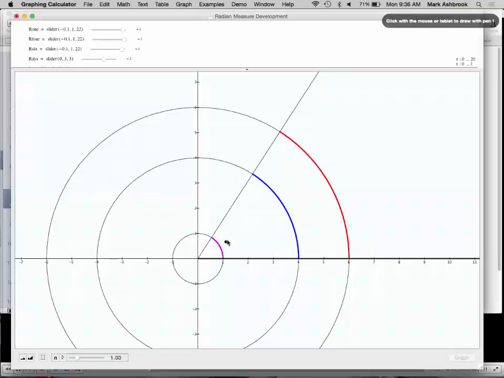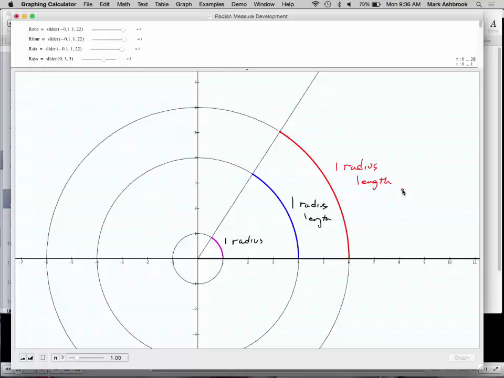So this is one radius length, and this is one radius length, and this is one radius length. They're all marking off the same angle measure, the same amount of openness. Okay, so using the radius on a circle is a legitimate way to measure openness because you're going to get the same fraction of the circle, and we said that's our basis for measuring angles.